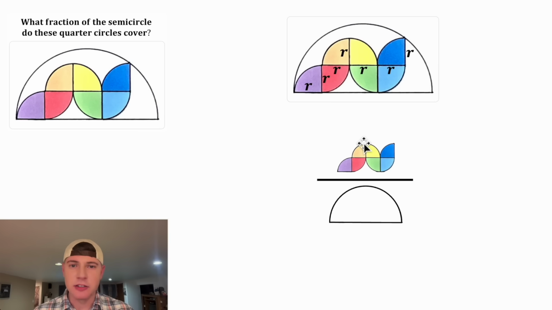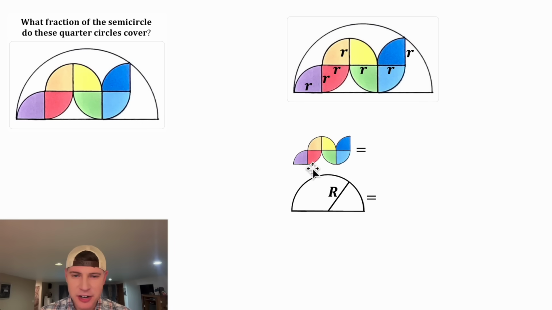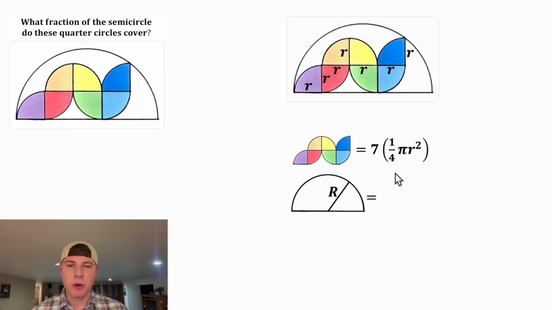Let's label it little r. And then for the whole semicircle, let's label the radius big R. And now we can write a formula for the numerator and the denominator. The numerator is made up of 7 quarter circles with a radius of little r. So it's going to be equal to 7 times 1/4 pi little r squared. And then the denominator is going to be a semicircle with a radius big R. So it's going to be equal to 1/2 pi big R squared.